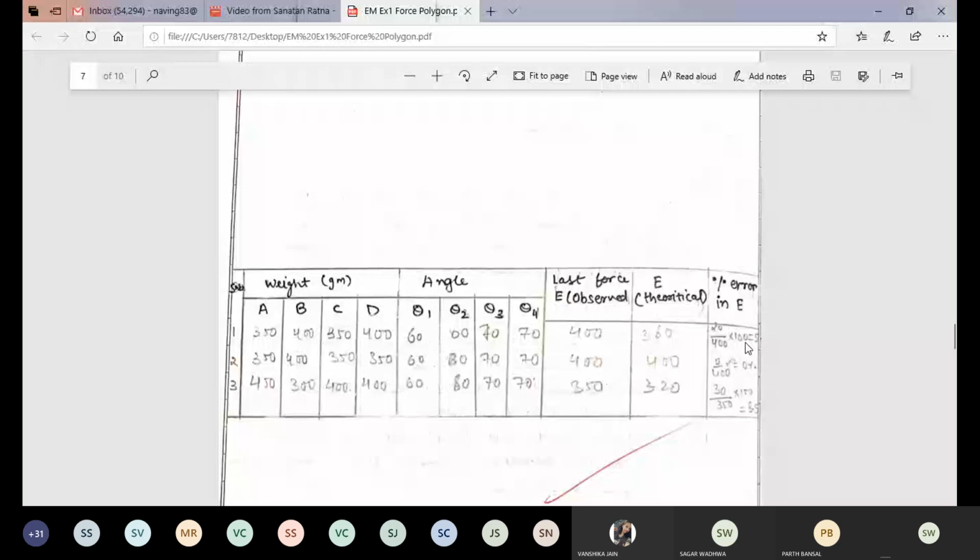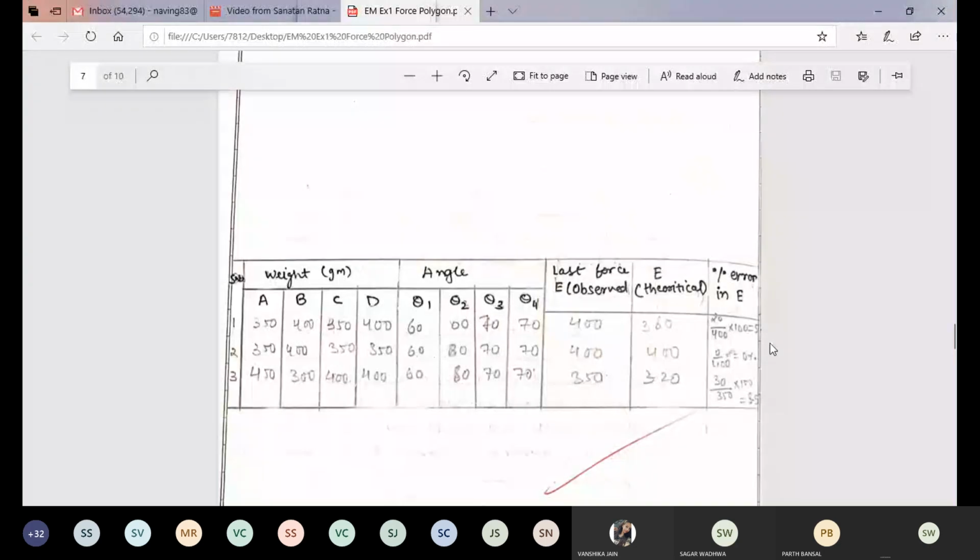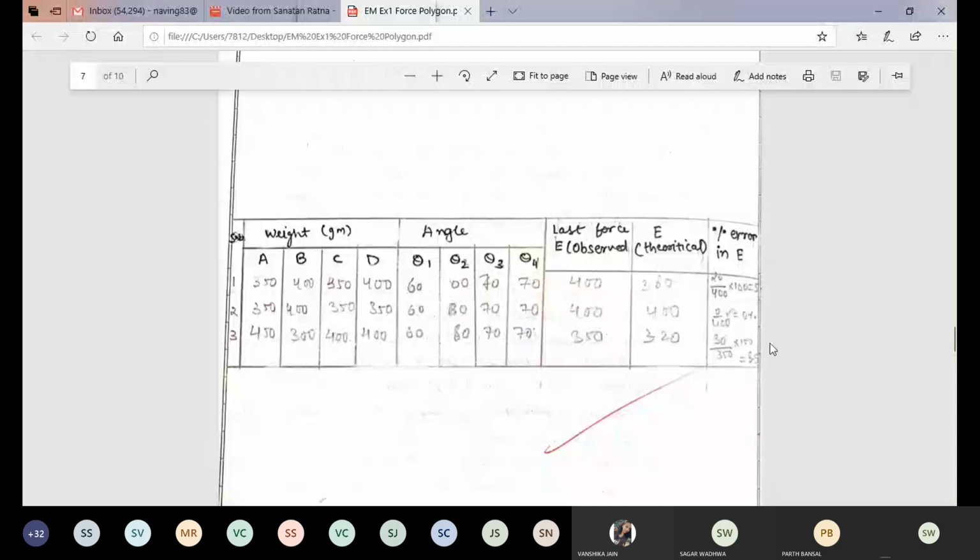So for the equilibrium position, what is happening? We have put the ring in the central position. All these strings are adjusted in such a way through the different weights so that the ring comes in the central position. When the ring comes in the central position, that means the equilibrium and the polygon law of forces is justified. So here the error should be 0%. But if some error is coming out, that means there was some discrepancy when you were doing the practical. So you have to take those precautions into account so that the percentage error you get should be 0% here.